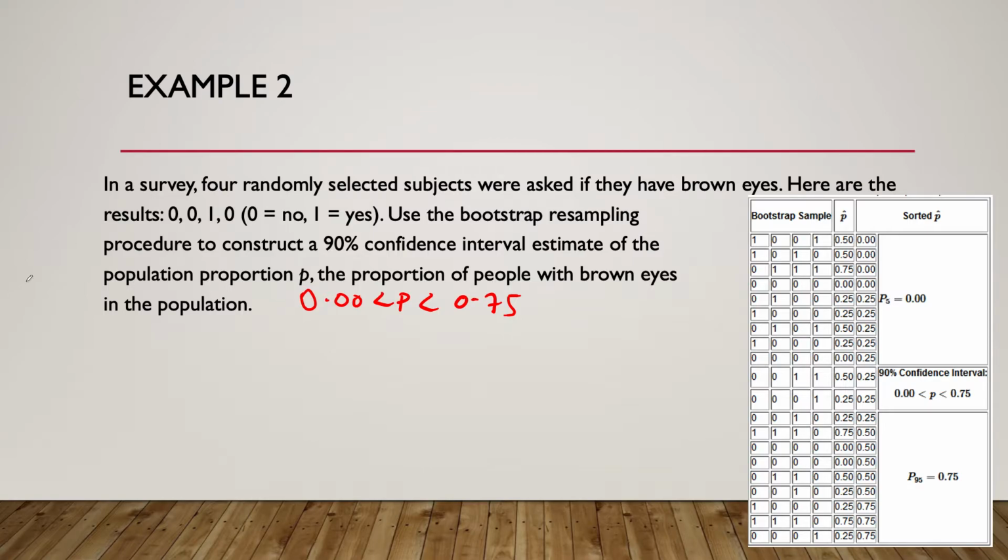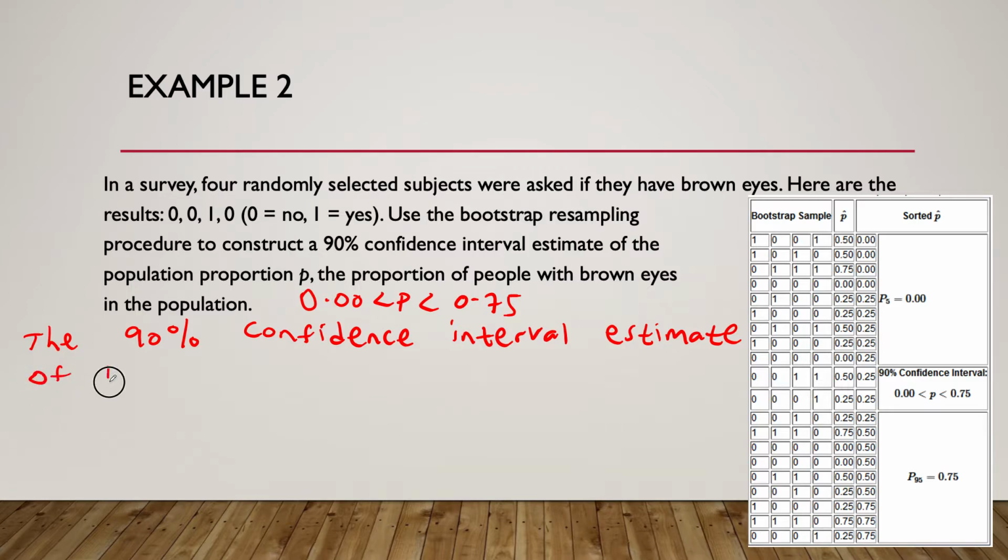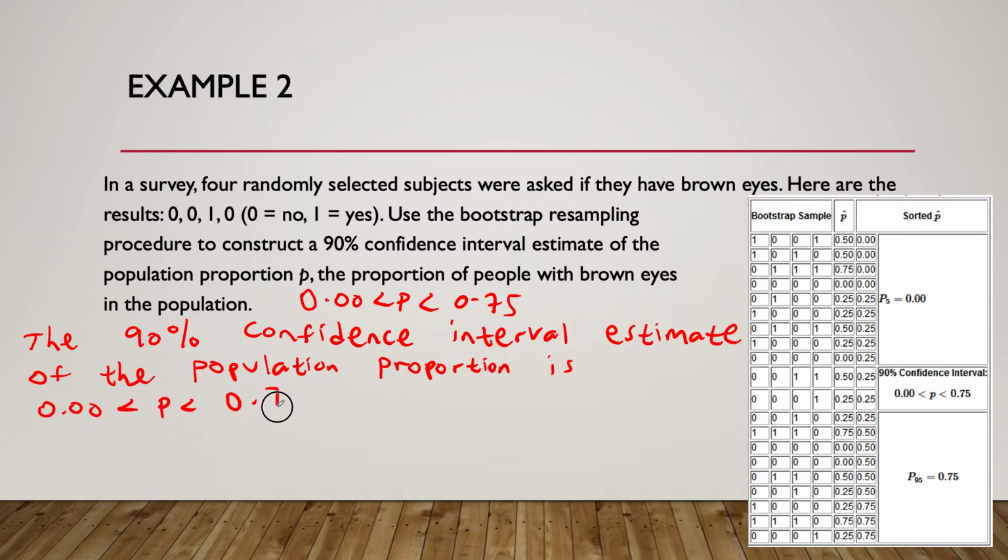Written out in words, the 90% confidence interval estimate of the population proportion is 0.00 less than p less than 0.75.